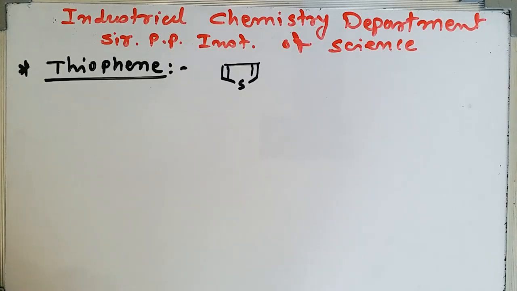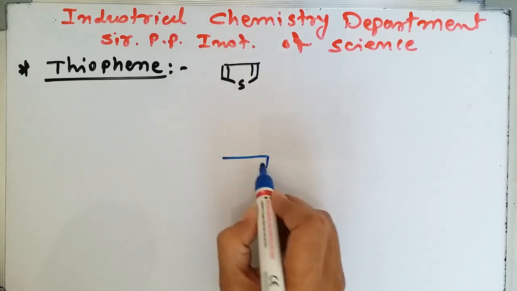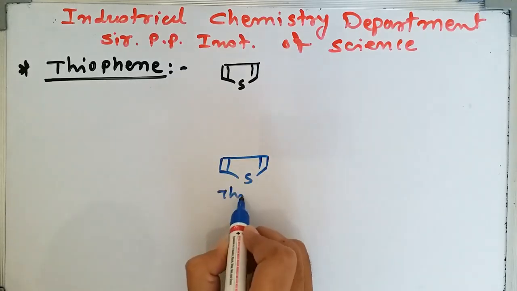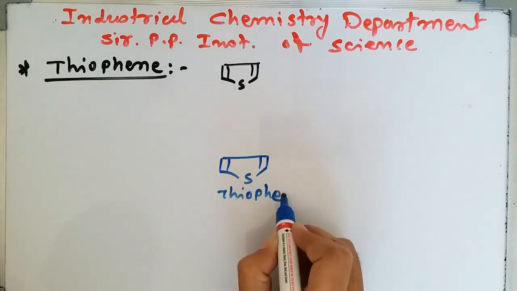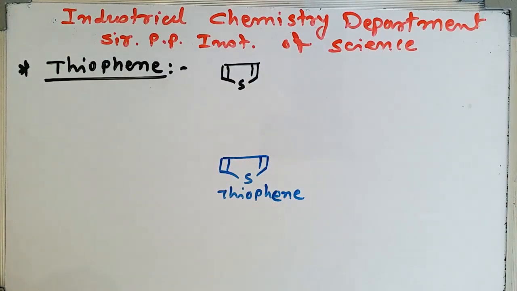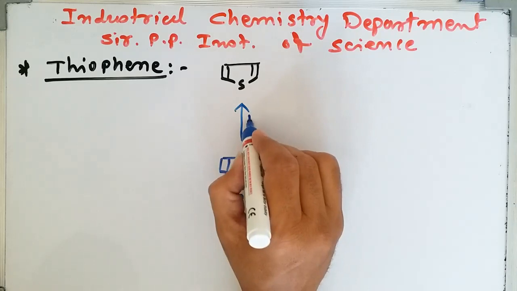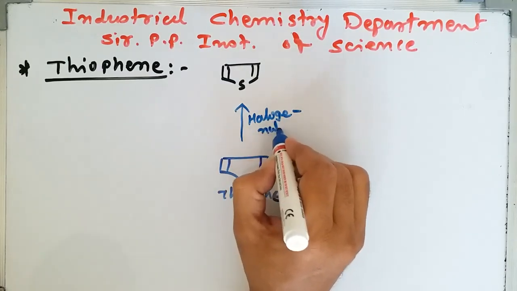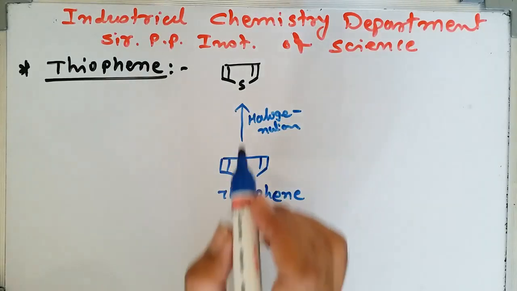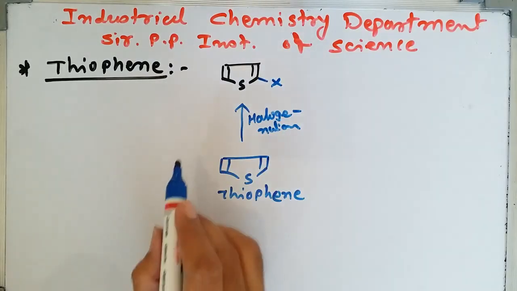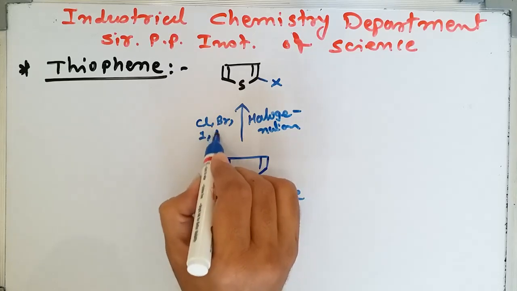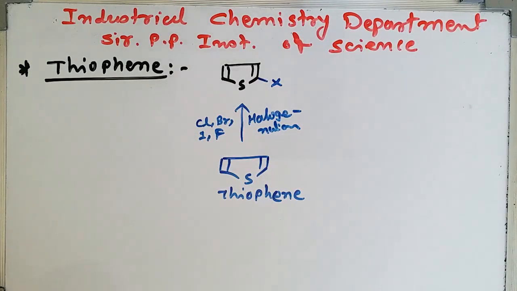Now we see chemical properties of thiophene. I write down thiophene in the center. This is thiophene. First of all, if halogenation takes place, then substitution occurs at the second position. So we get chloro, bromo, iodo, fluoro: 2-chloro, 2-bromo, 2-iodo, 2-fluoro thiophene, that is, 2-halothiophene.